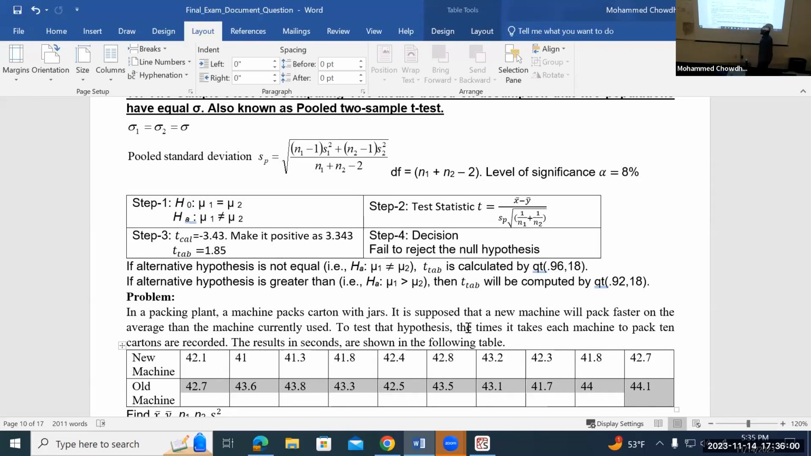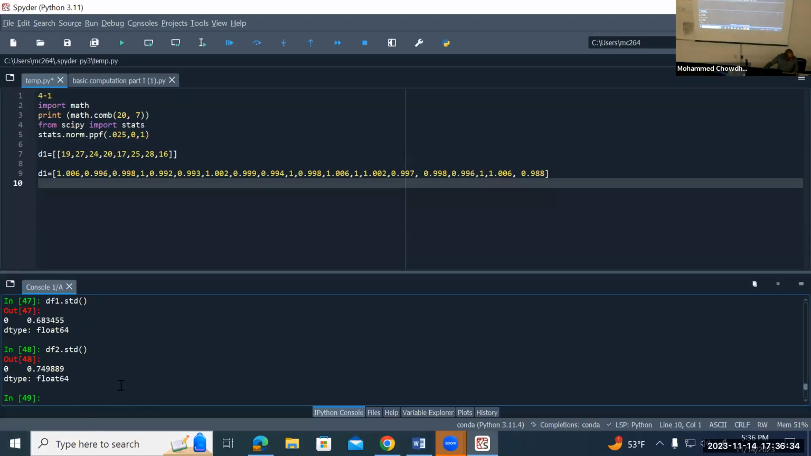The tabulated value, you just have to write stats.t.ppf, and then what level of significance is it saying? It is saying maybe 4% level of significance. So you can put here 0.96, and degrees of freedom equal to this one, 10 plus 10 equal to 20, 20 minus 2 equal to 18. If you plug in 18, then you will get 1.85. Let me show you how to get 1.85 so that you would not have trouble.